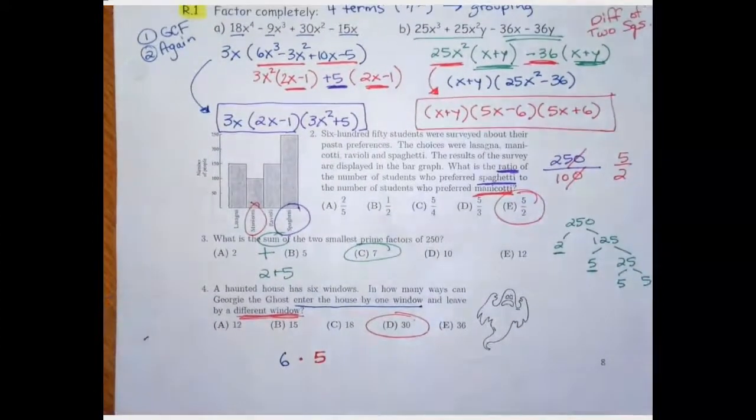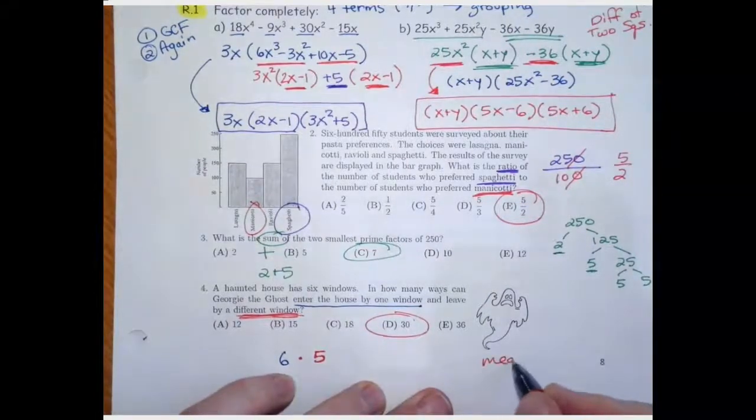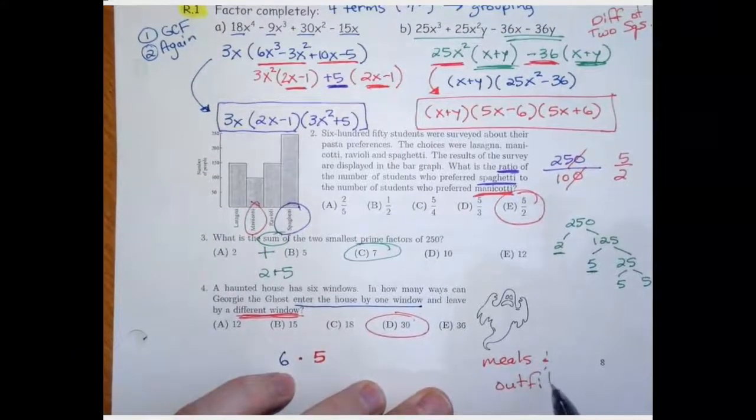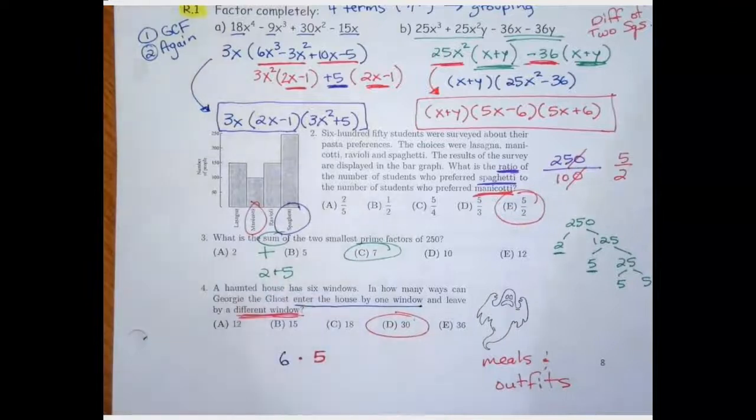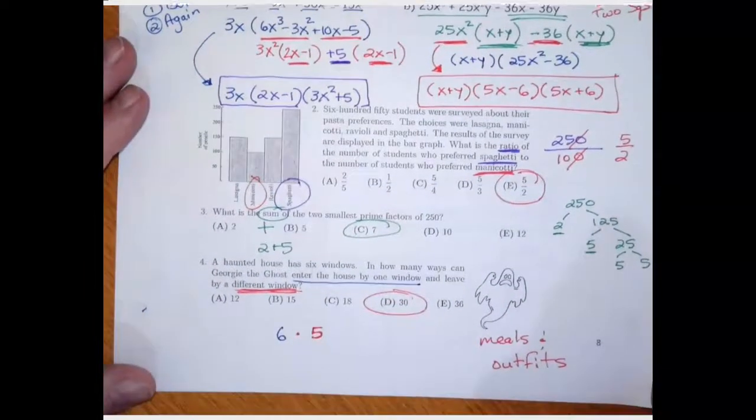Some common questions like that are lunches, like how many different meals can you have if you have a certain number of sandwiches and chips and drinks. And the other common question for that is clothes, meals and outfits, like if you have a certain number of pants and shirts and shoes, how many different outfits can you have or whatever.